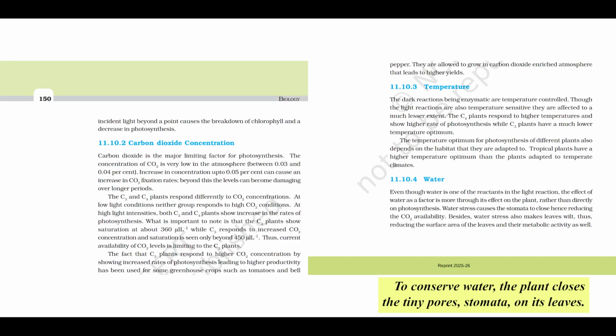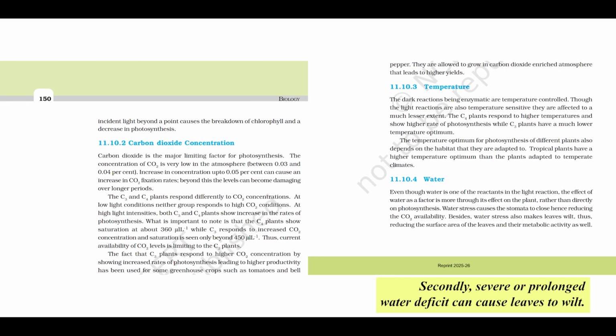To conserve water, the plant closes the tiny pores, stomata, on its leaves. But these pores are also the entry point for CO2. So closing stomata severely reduces the availability of CO2 inside the leaf, directly limiting carbon fixation. This is often the primary way water stress limits photosynthesis.